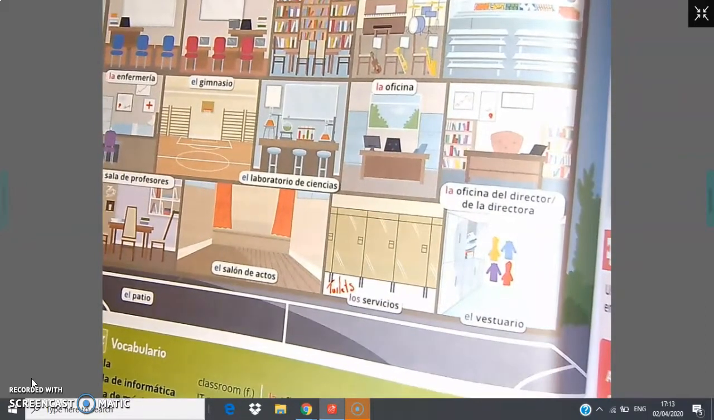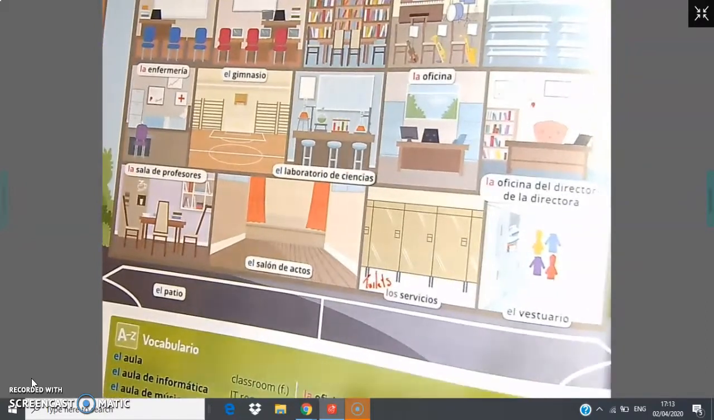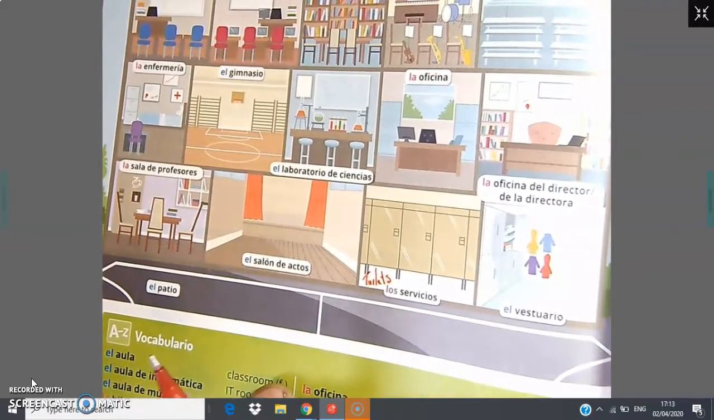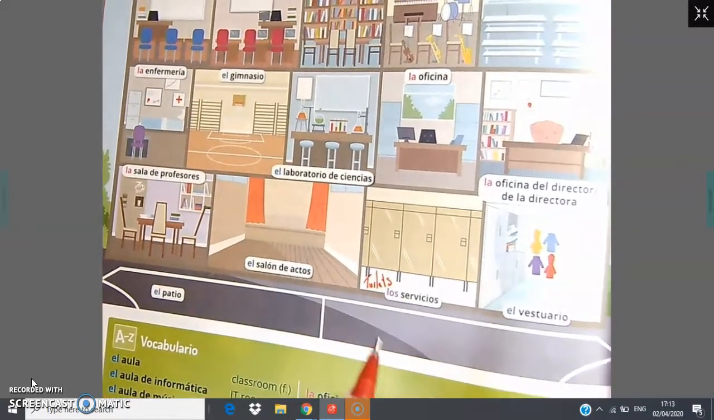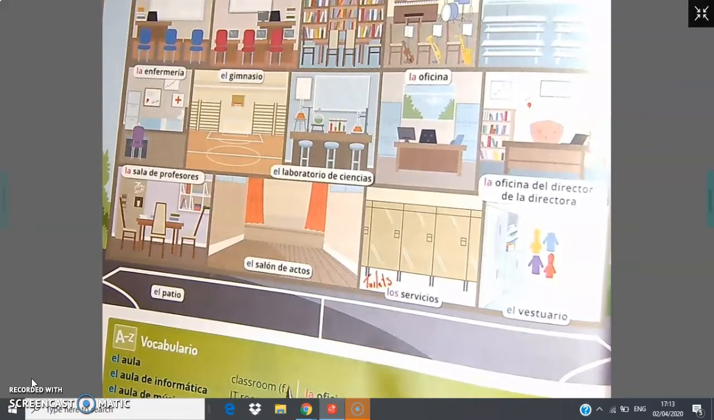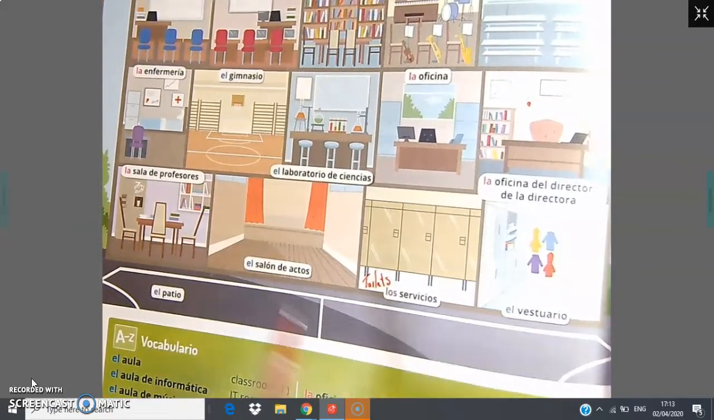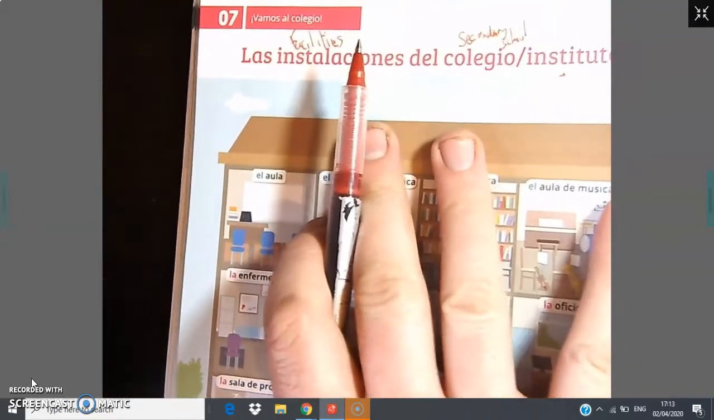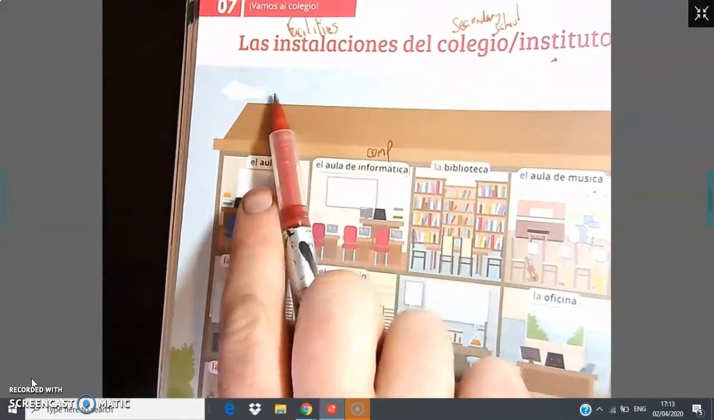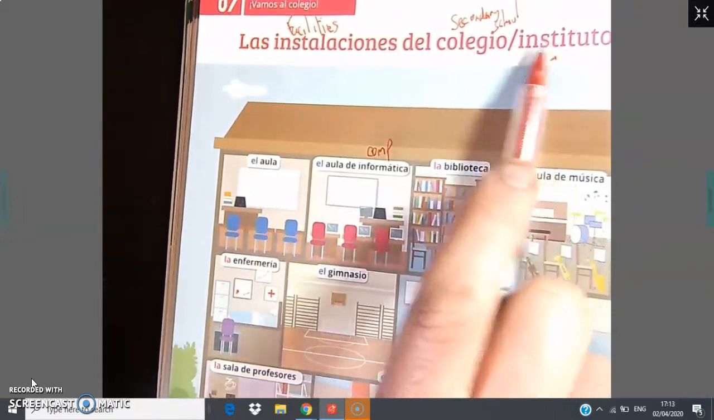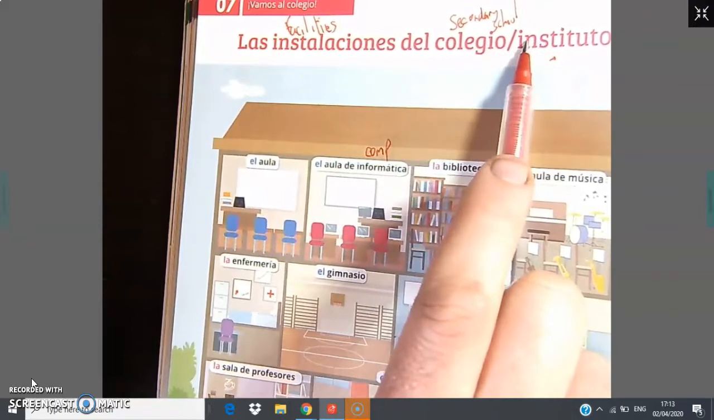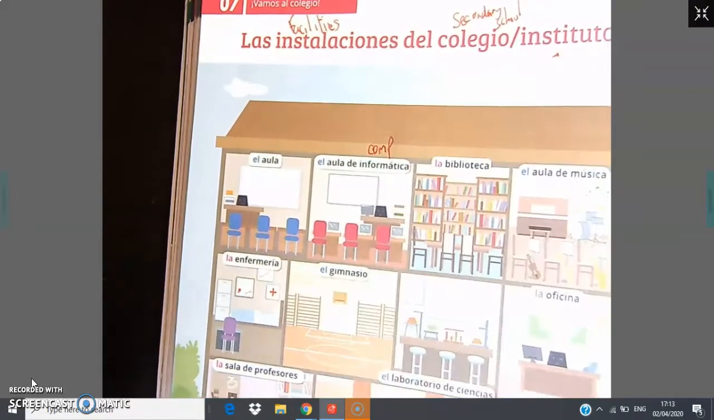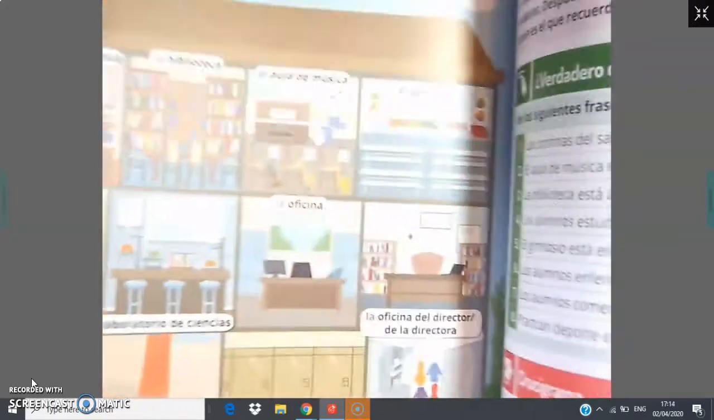Okay, so I want you just to make a note of that vocabulario into your cuaderno, into your copybook as well. Just scribble those in, take them down into your copy. Your title is going to be Las instalaciones del colegio instituto, so the school facilities. Colegio and instituto are just the same word, two ways of saying secondary school. Okay, gracias.